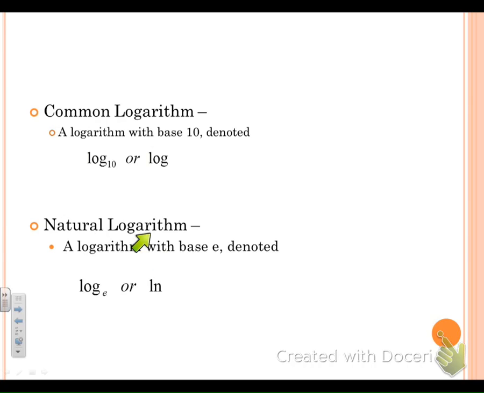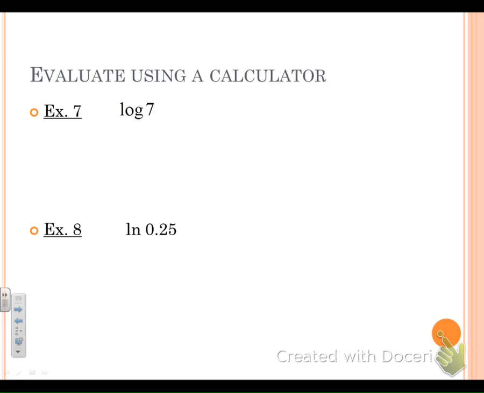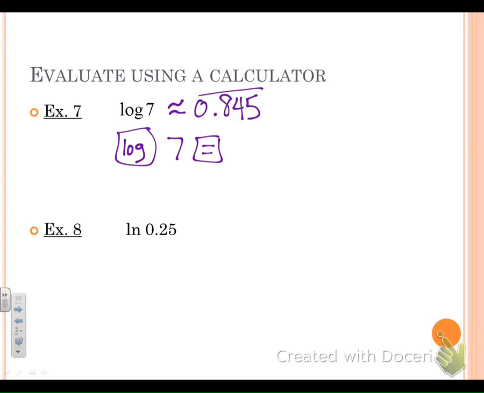And actually, check out your calculator. You should have a log button and a natural log button. So let's practice using our calculators. I encourage students to help each other with finding buttons on your calculator. Please pause after each example to make sure you are getting these. So log 7, you're looking for your common log button. It should actually look like this. And then you press 7 and your equal sign. You should be getting approximately 0.845.